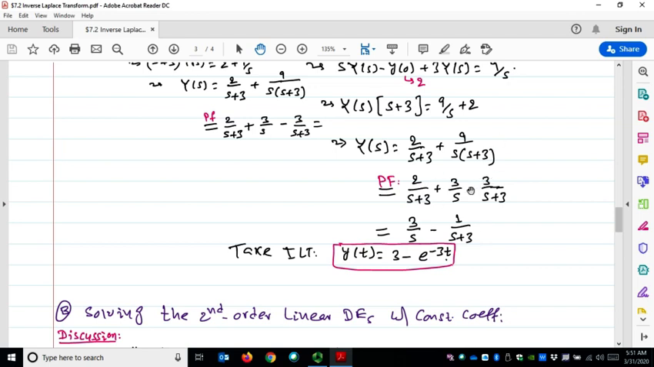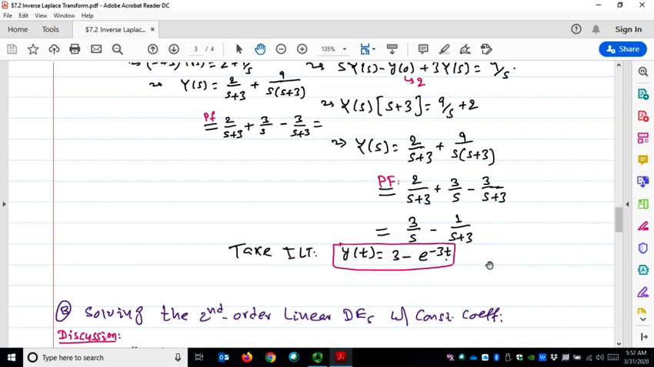From the second and third, 3 times s plus 3 minus 3 times s. The 3 times s cancels, so we get 3 times 3, which is 9, matching the numerator. Awesome. Then let's simplify. This is 3 over s minus 1 over s plus 3.